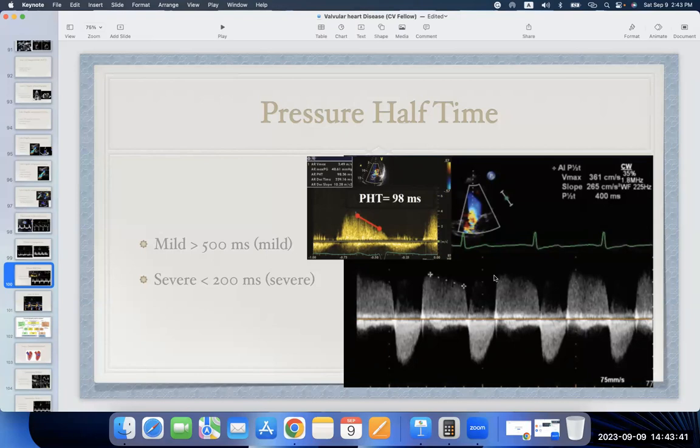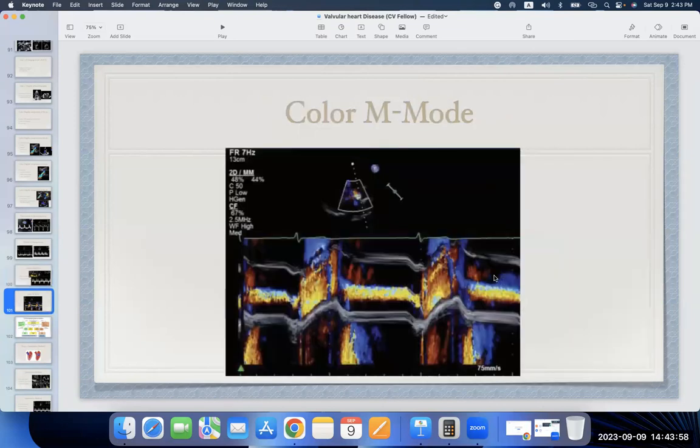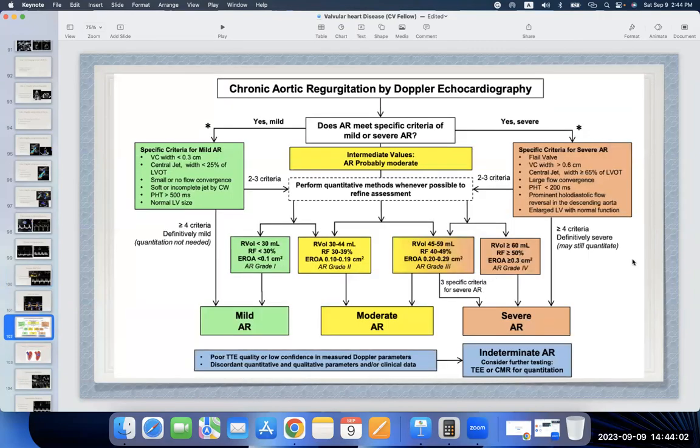But you need to remember that there are a lot of limitations with this, especially if there is an increase in the LV diastolic pressure. That will give you a short pressure half time. So you cannot rely on only one criterion. Always try to use more than one criterion. And this is what the new guideline is trying to say, that you can use more than one. If the patient has 4 criteria of definitive, then you can say that's severe.